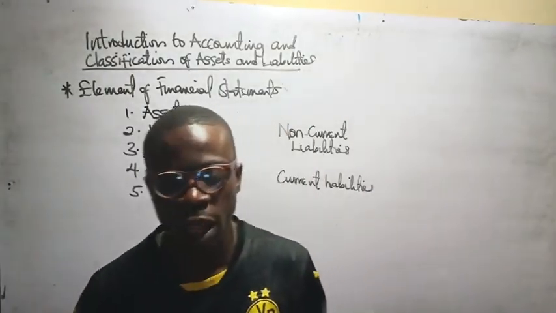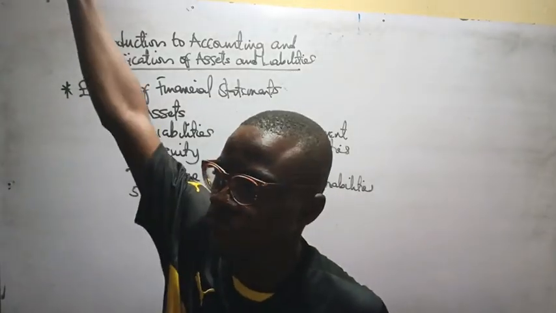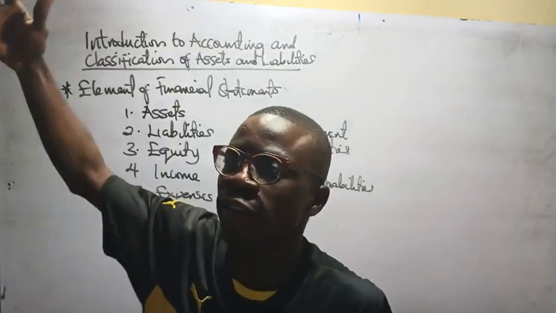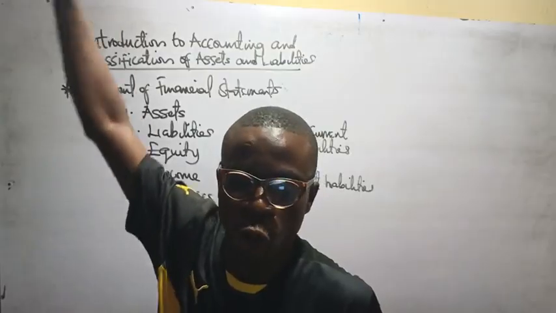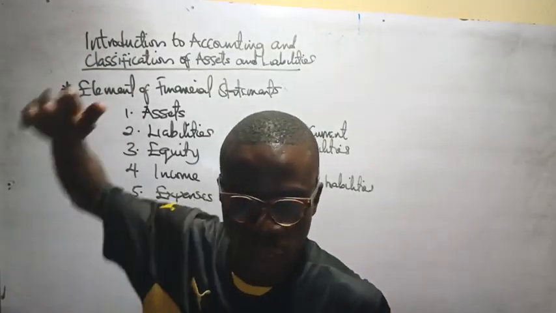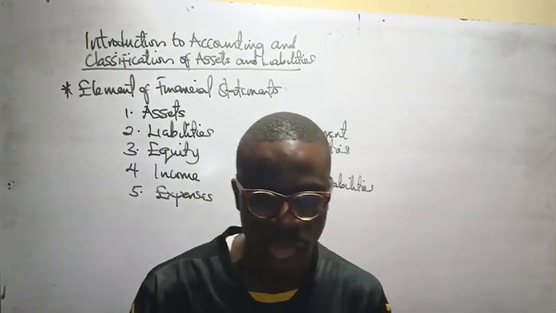We have deferred tax liability. They are taxes that you will pay, that will be settled in the future. They are called deferred tax. That means more than a year. Are we together now? That's what we call deferred tax liability.